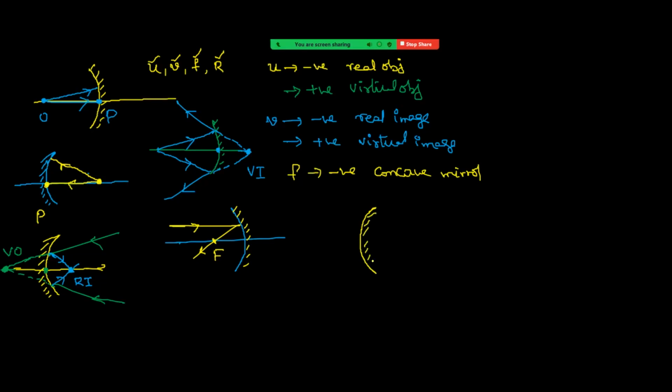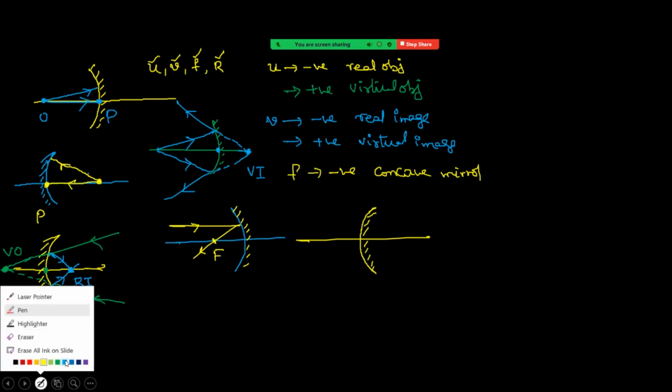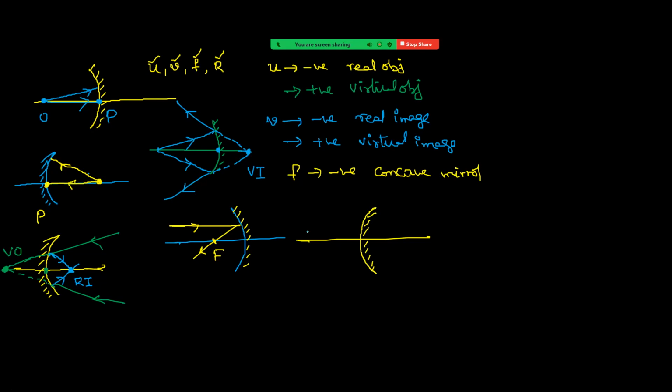Consider a convex mirror. This is the principal axis. Now consider a parallel beam, parallel to the principal axis, incident on the mirror. You can see after reflection, these rays will diverge. I am taking one more incident light ray here. Now they are diverging after reflection.